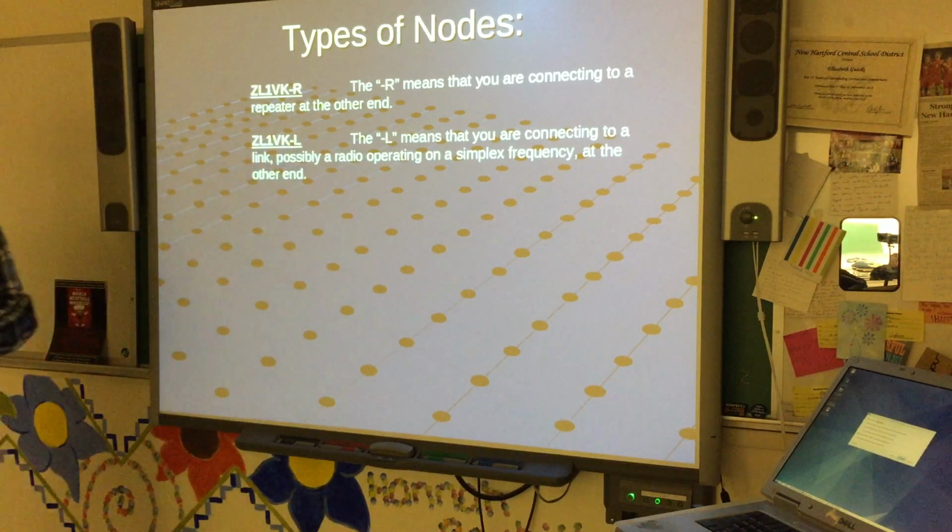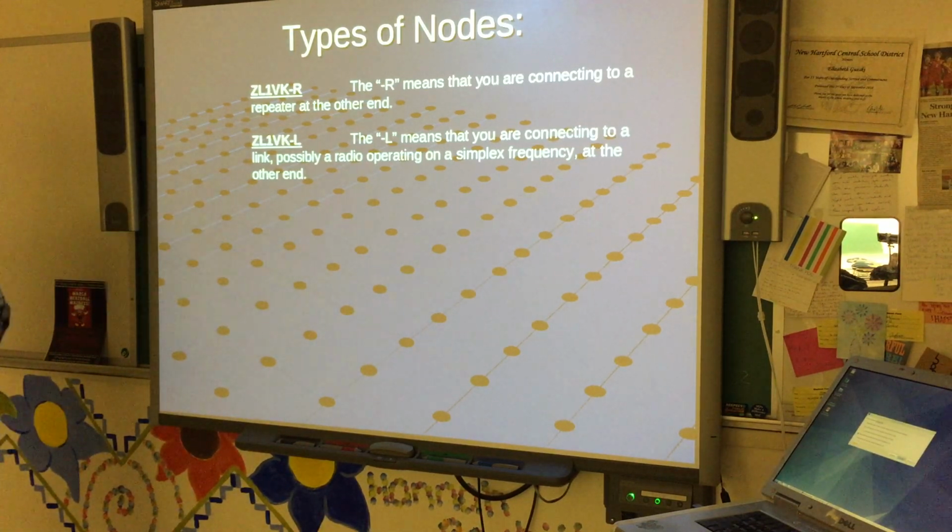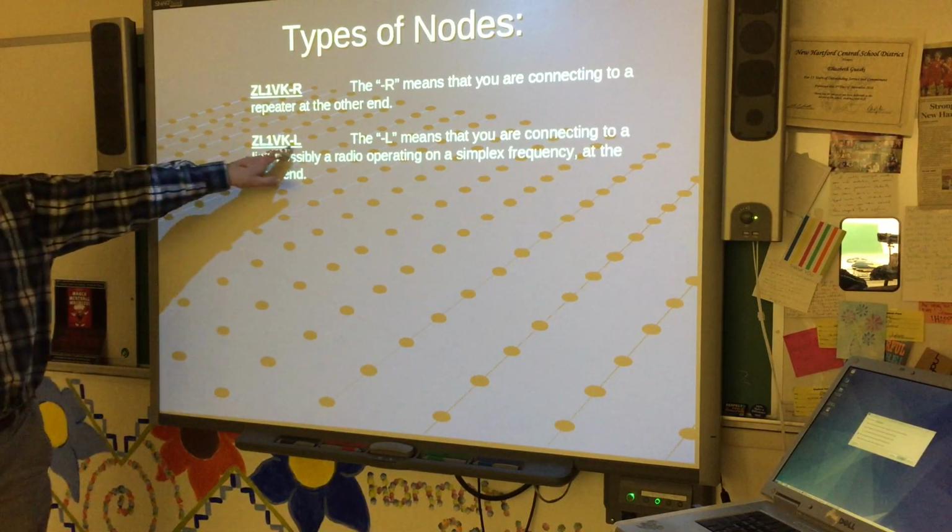-L is simply a link. That could be somebody who has a radio connected to their computer but not tuned to a repeater. So he's got a standalone transceiver at his house or wherever. Some universities do that, with a good tower on the roof. So that's what the -L stands for.